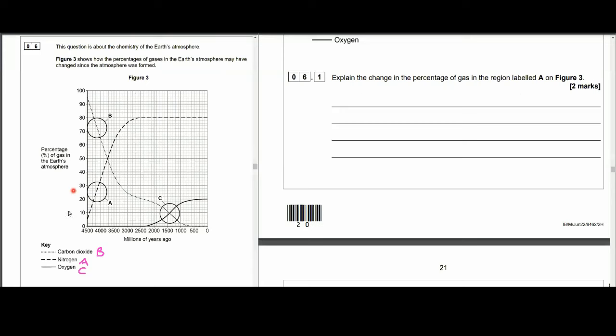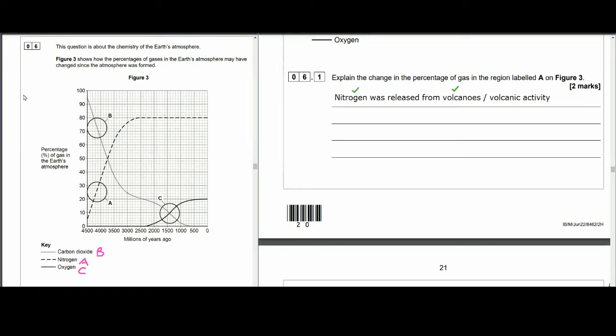Explain the change in the percentage of the gas in the region labelled A. So we're going to get 1 mark for identifying the gas. This is nitrogen. So when the Earth was created, there wasn't any of it, but over time, the nitrogen was released from volcanoes. The Earth was covered in volcanoes, and the initial gases that made up the atmosphere came from these volcanoes. So really, the 2 marks here are for saying nitrogen and volcanoes or volcanic activity.